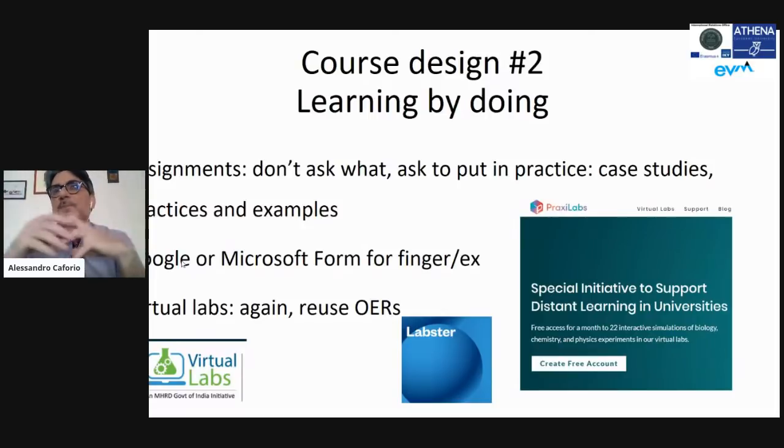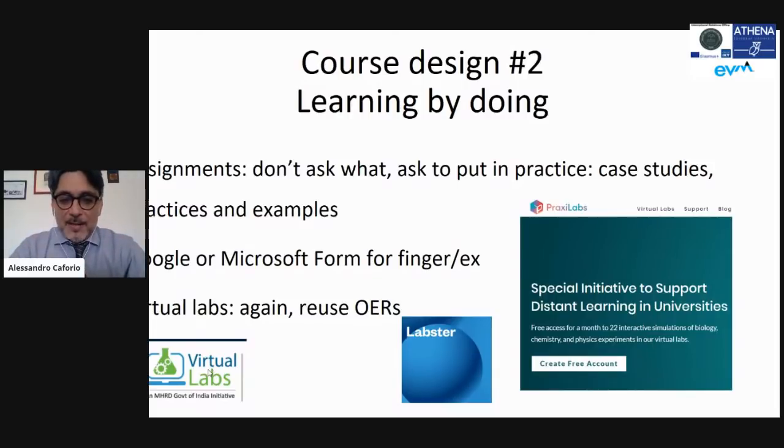Finally, virtual labs. Our virtual labs were built as the result of research projects that were funded by the European Commission or by the European Space Agency years ago. But nowadays, and specifically with the COVID-19 emergency, a lot of institutions started providing their virtual labs for free, openly for universities. So my suggestion here is to start Googling for them.